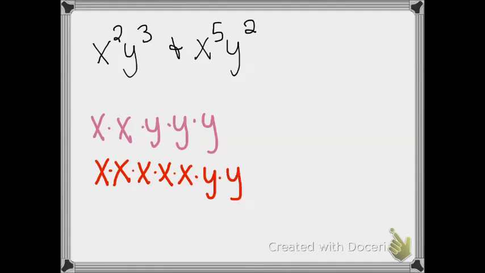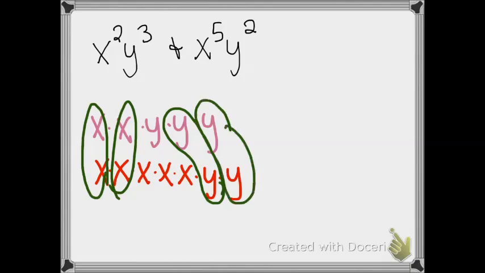And once you've made your list, we're going to circle what's in common in both groups. Instead of eliminating what's in common, we're actually circling them. So both groups have 2 x's and 2 y's in common. So our greatest common factor, or the greatest number that can be multiplied by either of these monomials, would be x squared, y squared.